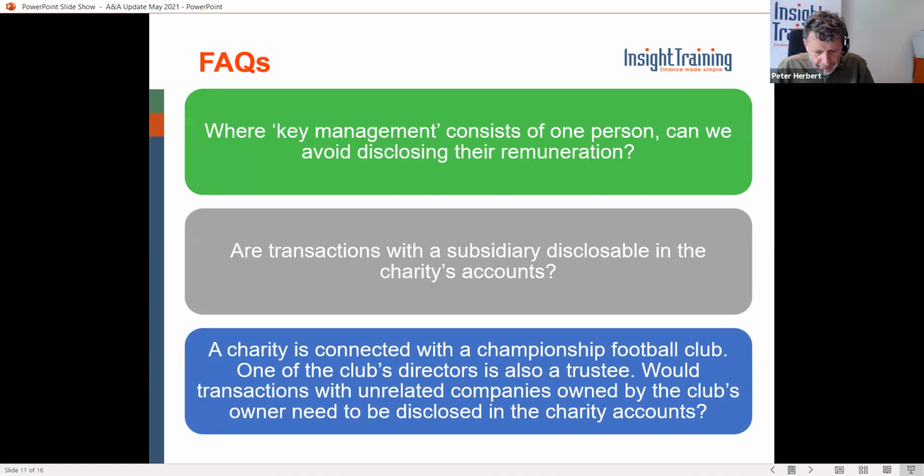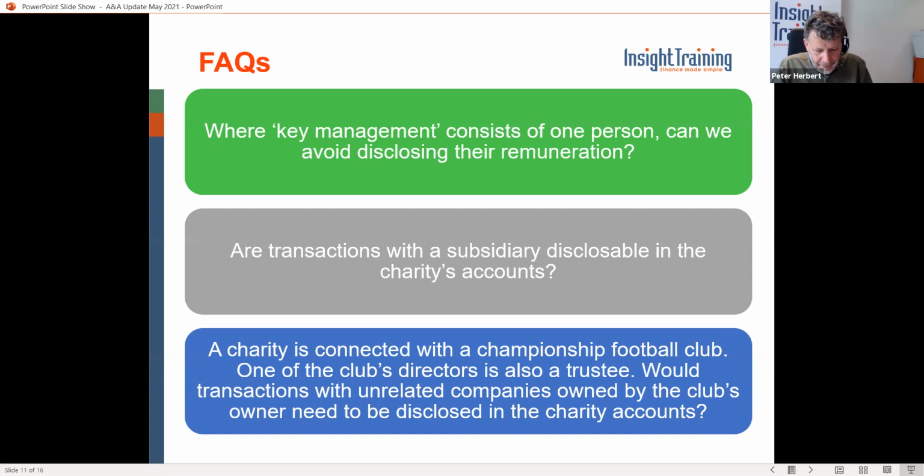Okay, example number 2 here: are transactions with a subsidiary disclosable in the charity's accounts? Yeah, I think that's one where the answer is categorically yes. FRS 102 does give some dispensation there for not disclosing transactions with a subsidiary where it's wholly owned. You do not get a similar dispensation in the charity SORP. The charity SORP does indeed include a list of relevant related party transactions which would not require disclosure, but transactions with a subsidiary is not on the excluded list. So that one would definitely therefore require disclosure in the notes to a charity's accounts.